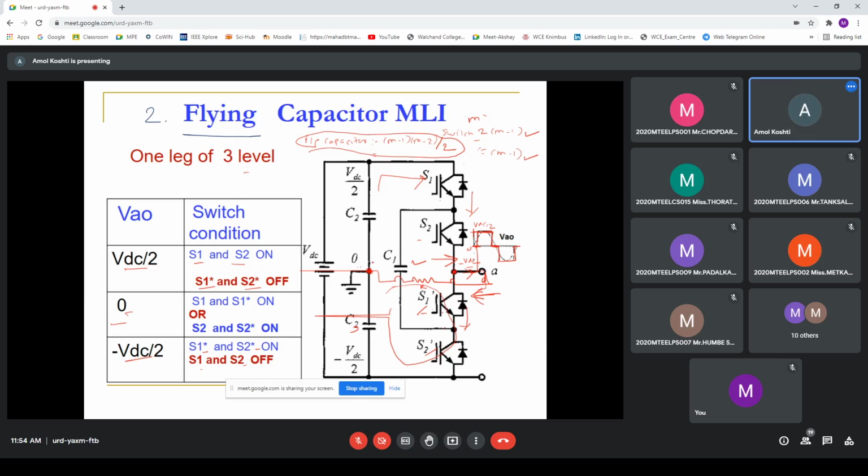As we design the diode clamped inverters for 3 level, 5 level, and any level, similarly this flying capacitor inverter can also be designed. So we understand the switching logic here in the flying capacitor. It is very simple. If you understand the 2 level or conventional inverter switching, you can understand this switching also.